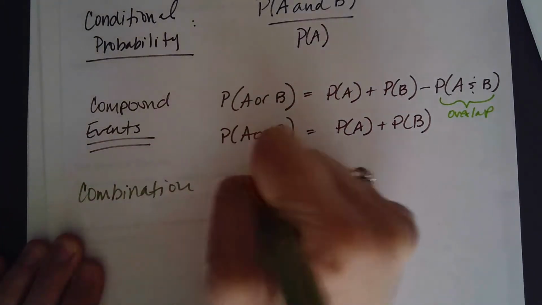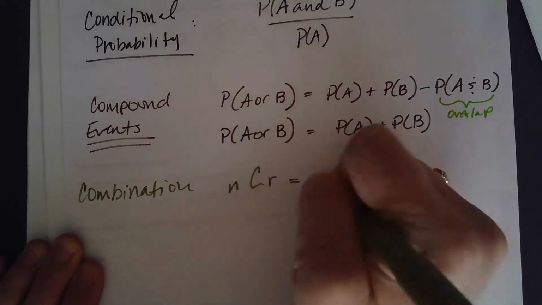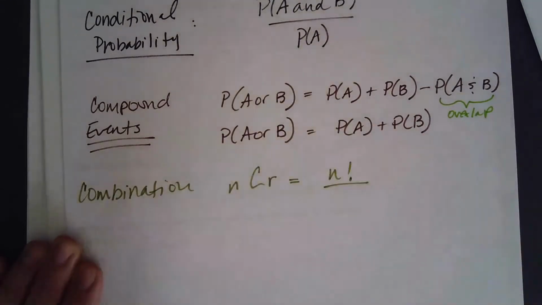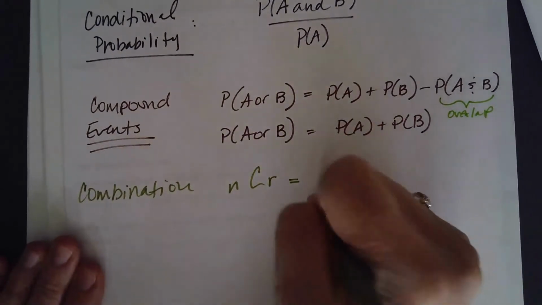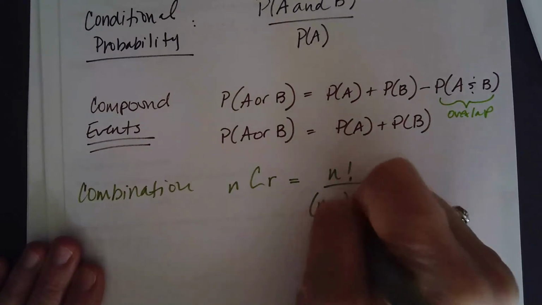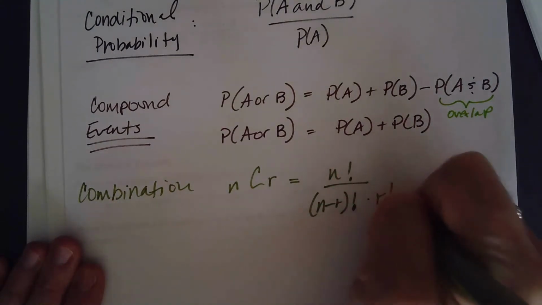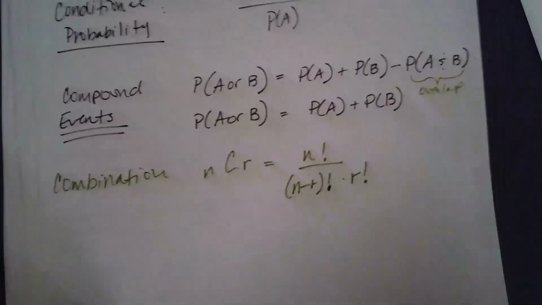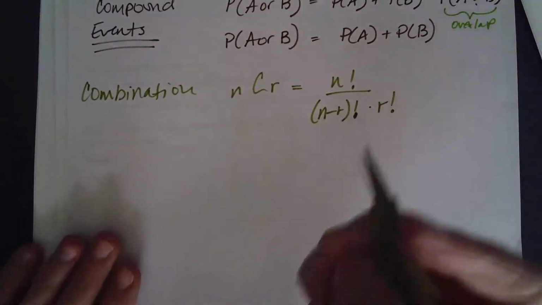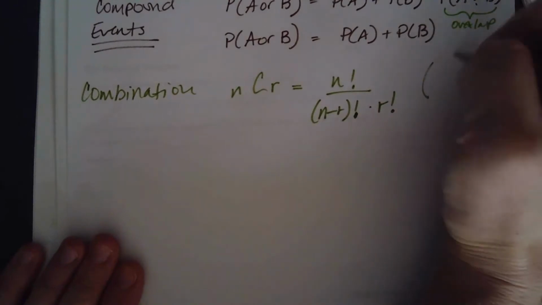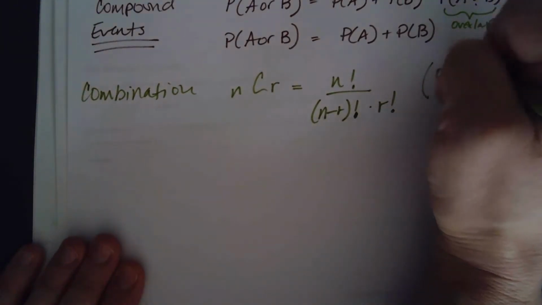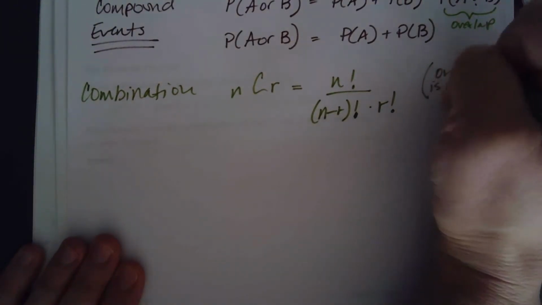So it's nCr equals n factorial, and I'll show you how to use this here in a bit, over n minus r factorial times r factorial. It's kind of a weird looking formula, and so what I would write here is that order is not important.